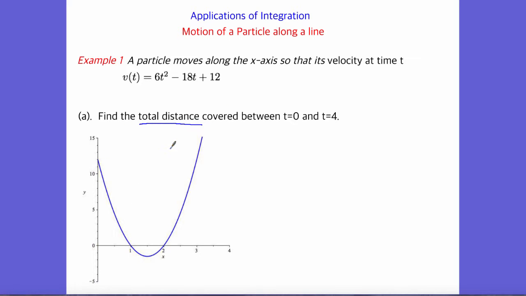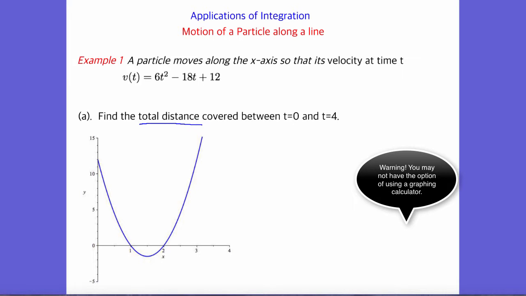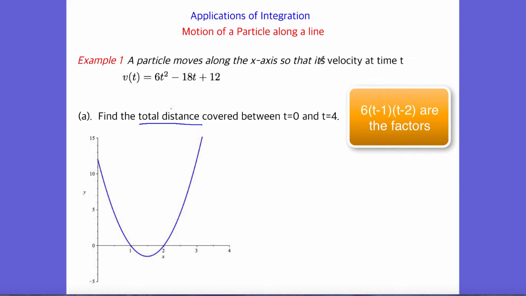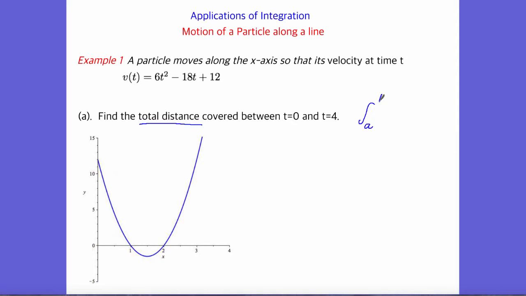Now, I've gone ahead and graphed the velocity function. If you're able to use the graphing calculator, it's nice to have a visual representation because you can see what's going on. When we talk about total distance, remember we're talking about the integral from a to b of the absolute value of the velocity function, which is speed.